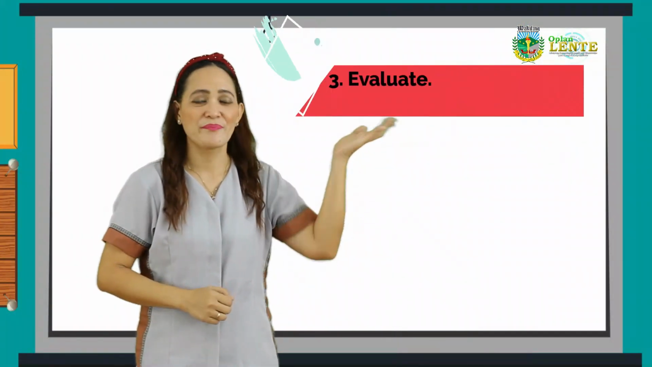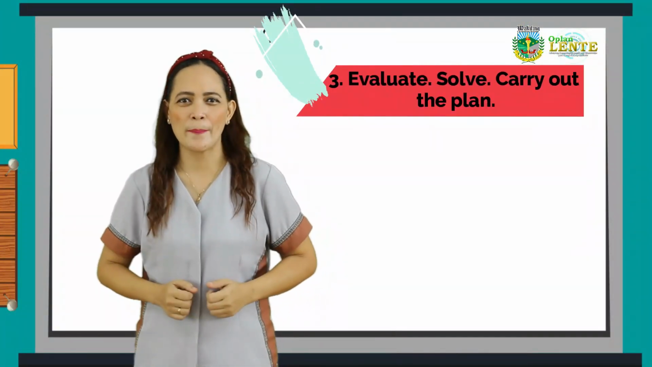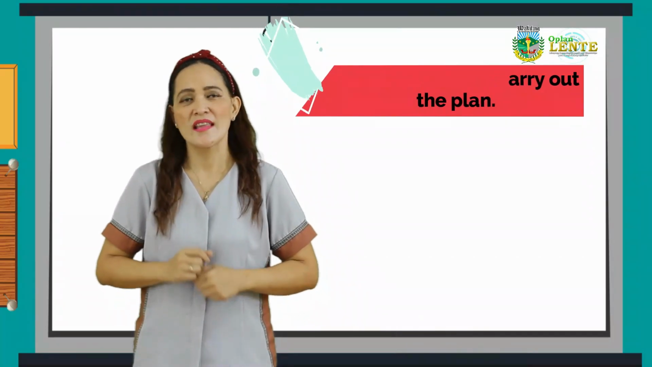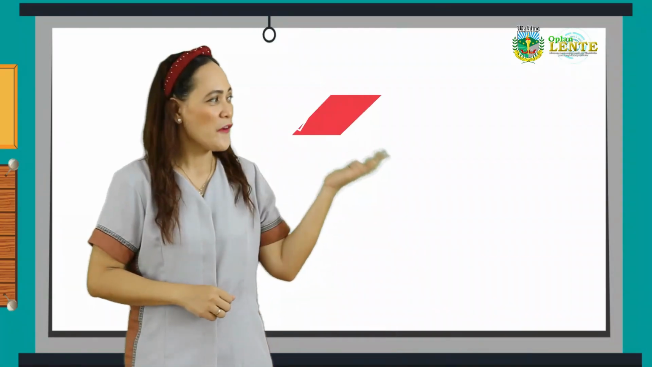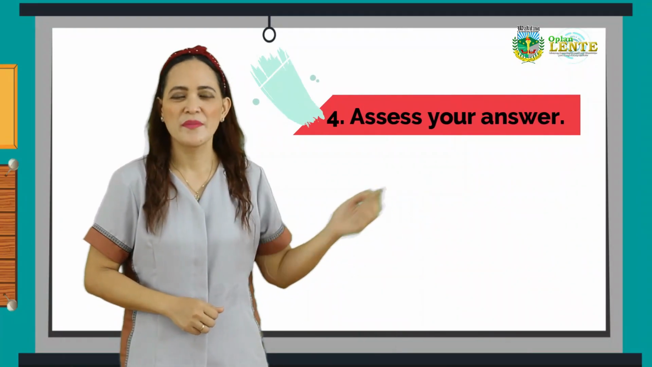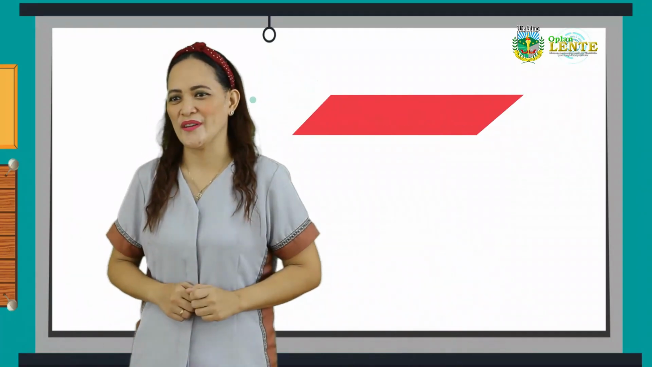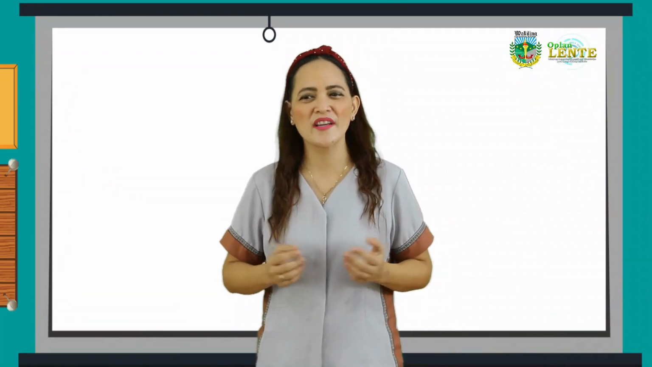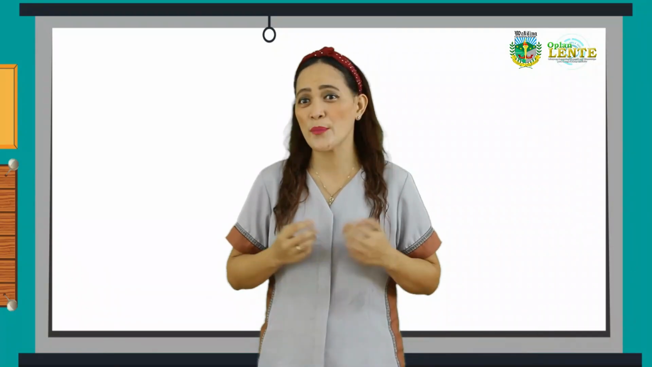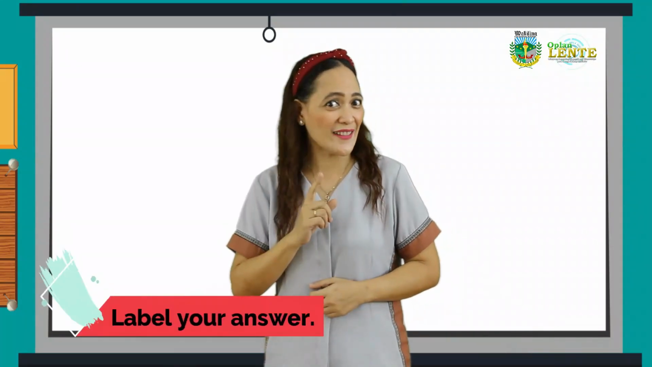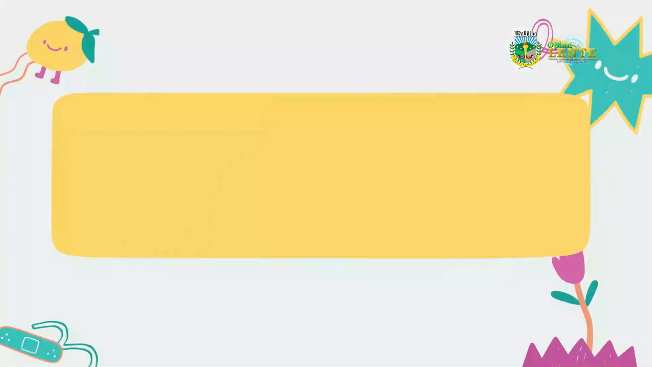Third, evaluate. Solve. Carry out your plan. Solve the equation that you formulated. Fourth, assess your answer. Look closely at your answer. Reflect and see if it is in accordance with the conditions and information that we have discussed. Don't forget to label your answer. Now that we already know all these problem-solving methods, let us apply them in solving some polynomial function problems.